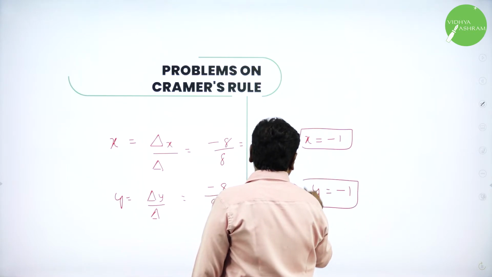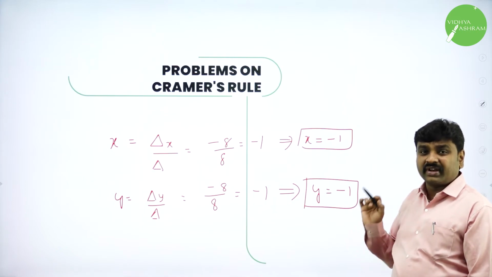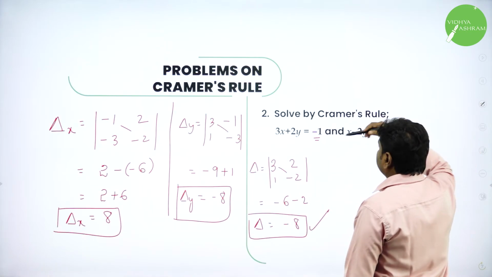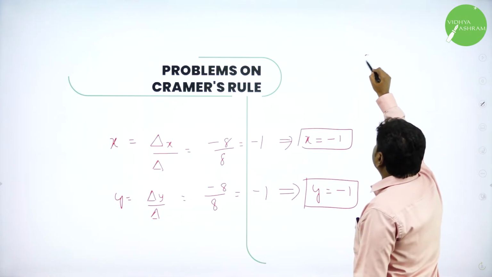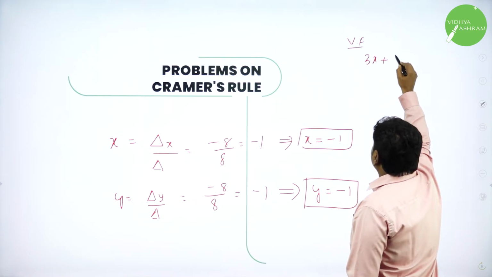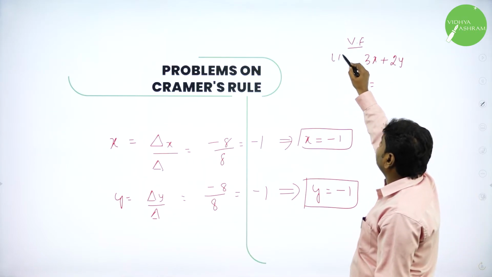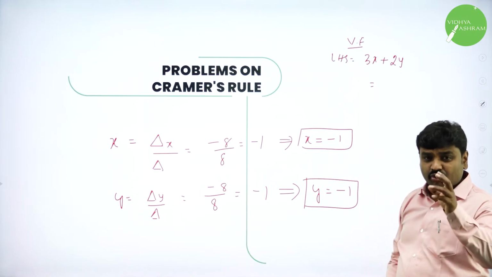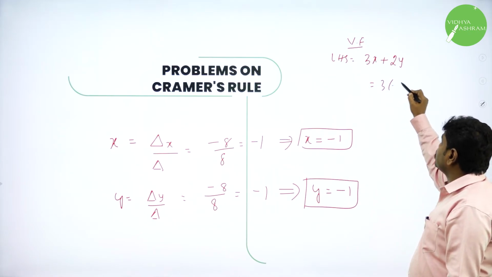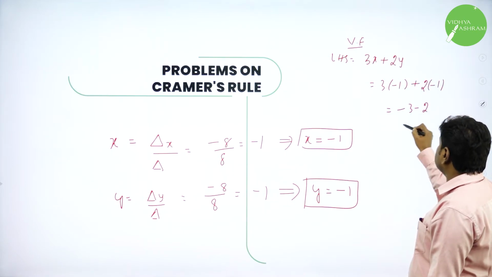Now we got two values, x and y. And I told you, after you get the answer, don't stop. Verify whether you got the correct answer or not. How to verify? Take any one equation. I'll take the first equation, 3x plus 2y equal to minus 1. I took the left hand side of equation 1. I'll substitute the values and check whether I get the RHS. So 3 into x, which is minus 1, plus 2 into y, which is minus 1, will become minus 3 minus 2.